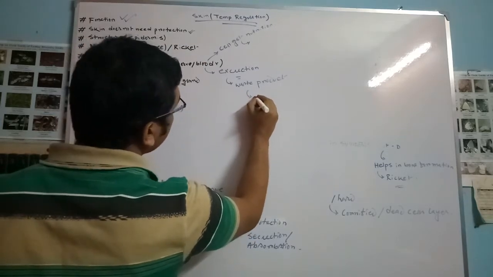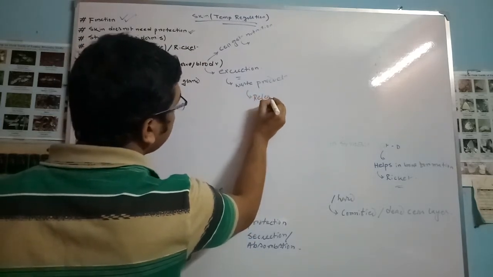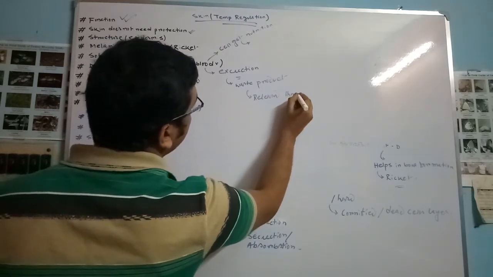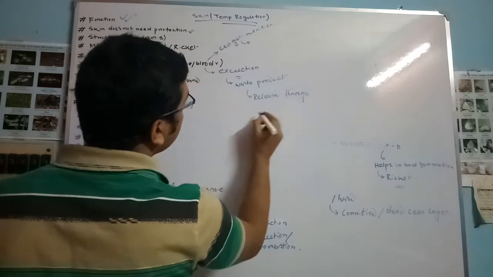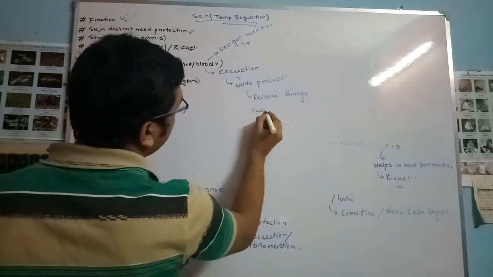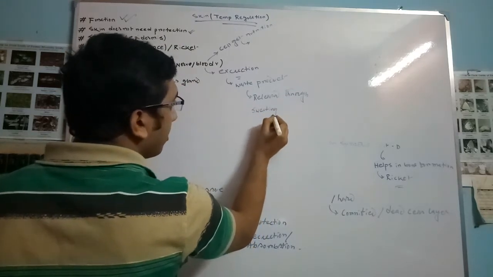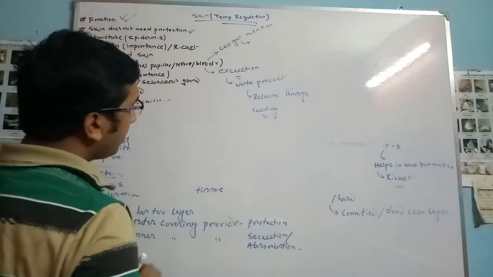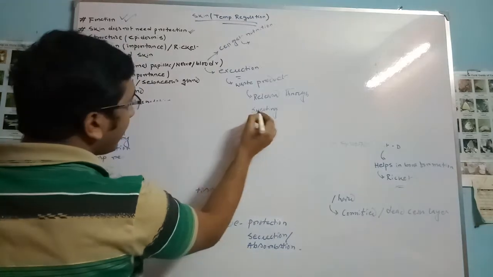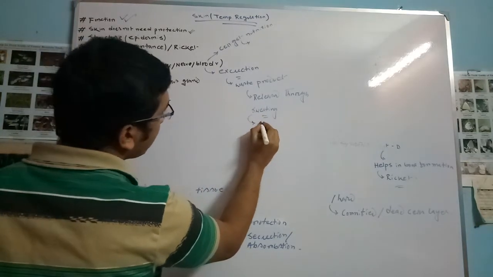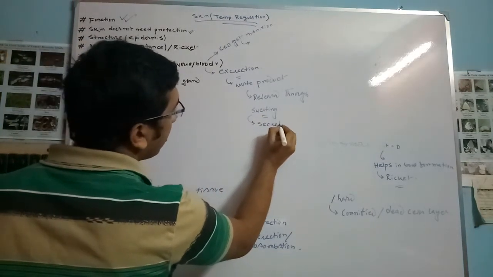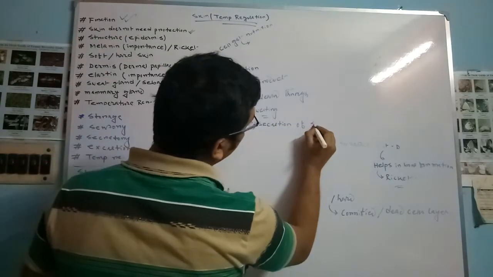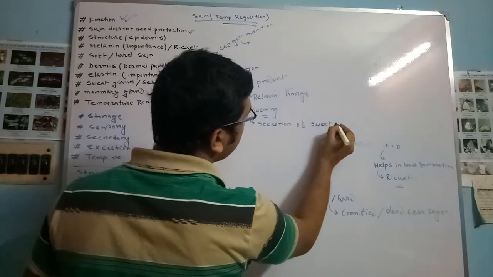is released outside through sweating. So here the sweating comes. What is sweating? Sweating is a secretion of the sweat gland.